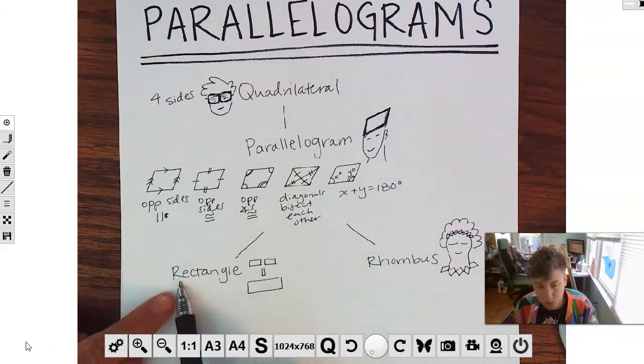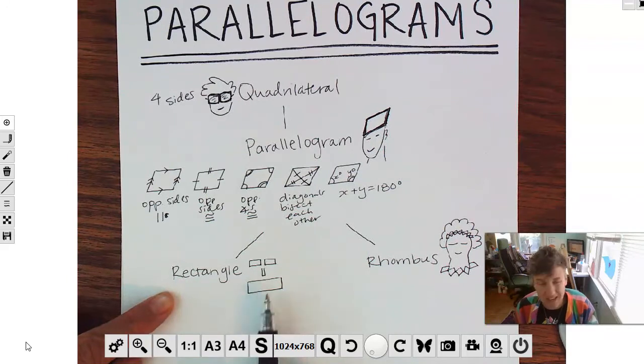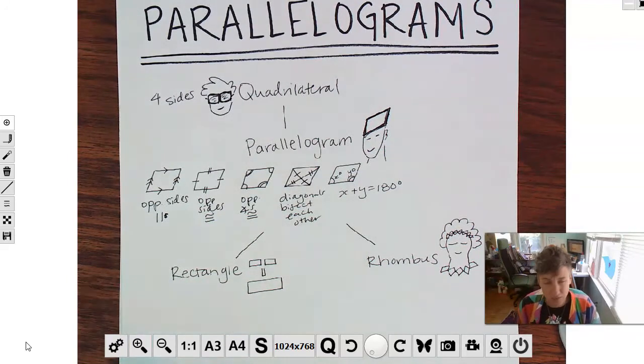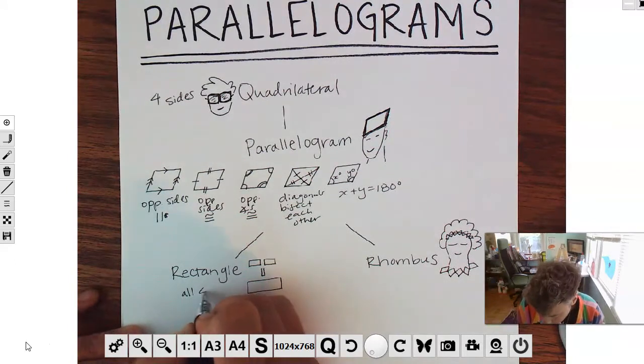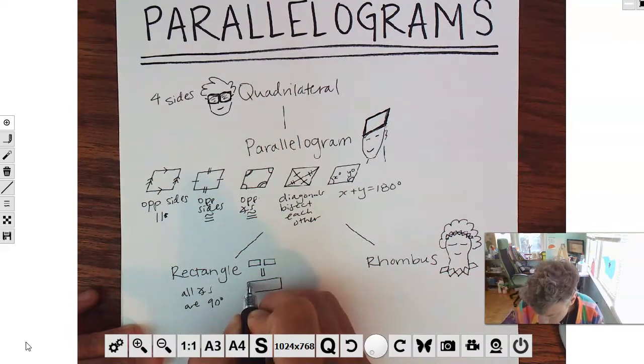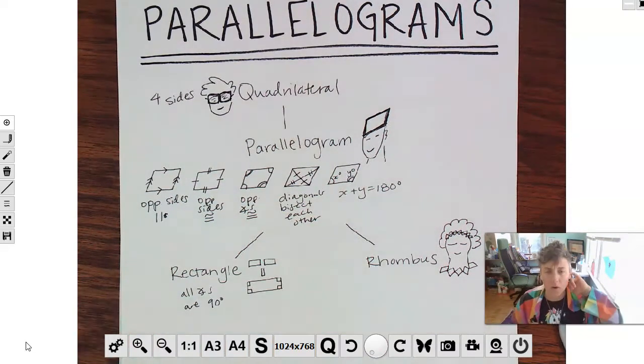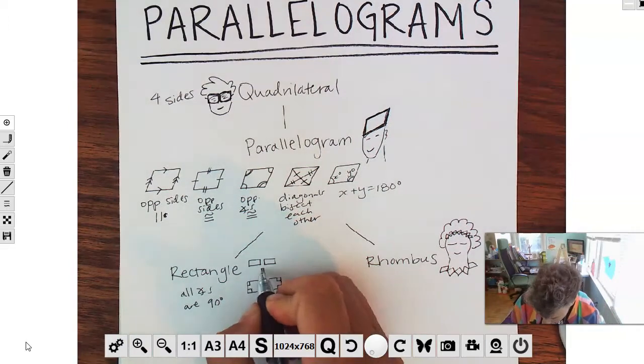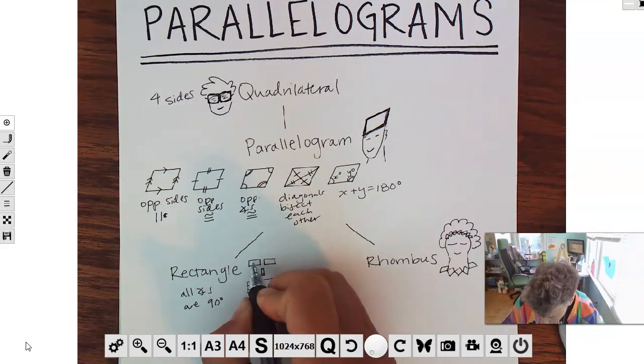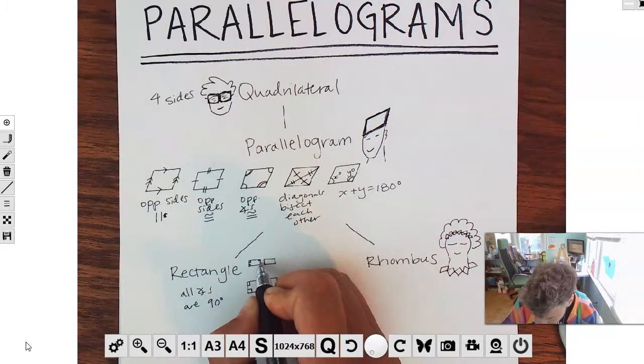That's actually what the word rectangle means. Rect means right. So every angle in a rectangle is 90 degrees. All angles are 90 degrees. So let's give them some right angles in there. All of these angles, every single one of them, covered in right angles.